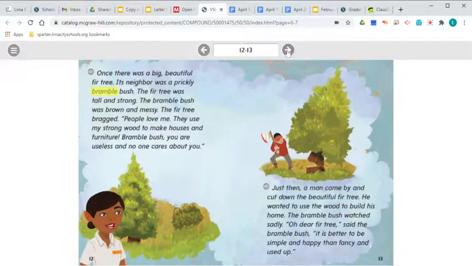All right, so here's where the print looks a little bit different. It's slanted. This is our italic print that I was talking about.